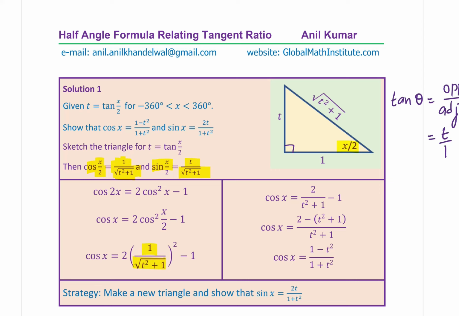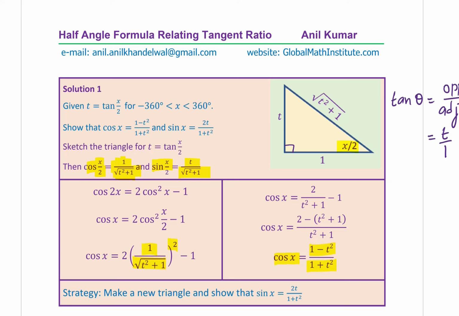You get the idea. So 2 times cos square x by 2. So we have taken the value of cos x by 2 and squared it. So we get cos x as 2 times 1 over square root of t square plus 1, whole square, minus 1. Now, just square this, get rid of this square root, simplify taking the common denominator, and you get your result, which is cos x is equal to 1 minus t square over 1 plus t square. So I hope this is absolutely correct and clear, right?